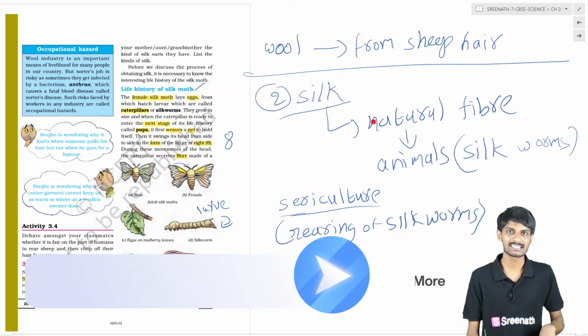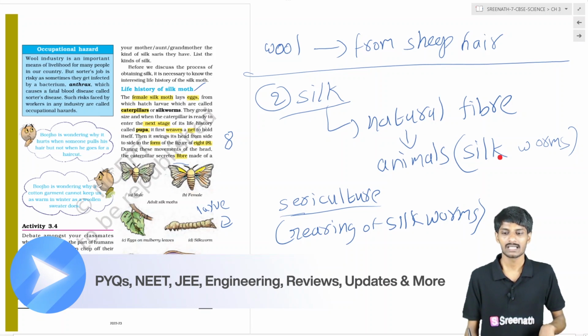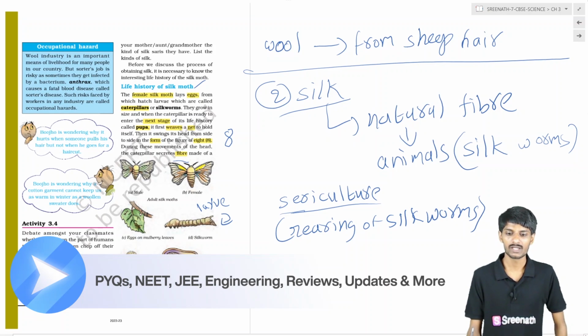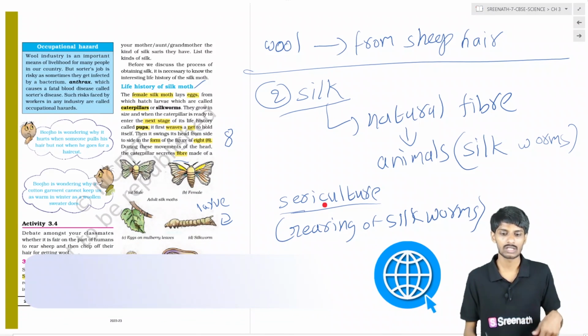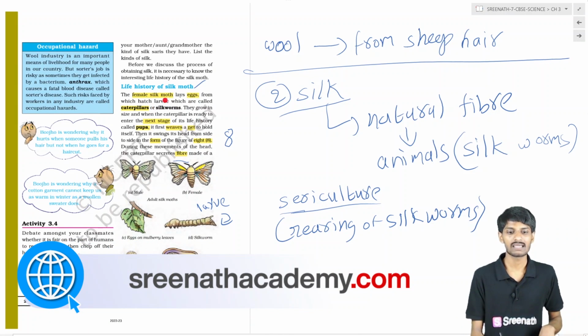Next topic is silk. Silk is also a natural fiber. It is also from animals. It is basically from silkworms. Basically they are selecting silk moths and rearing them. Rearing silkworms, we call it sericulture. So what is the life history of sericulture?